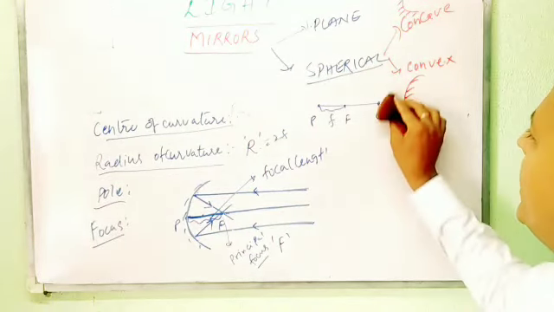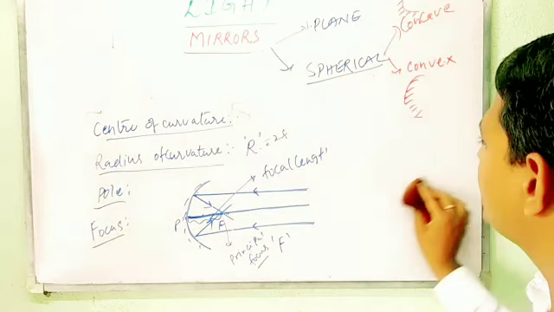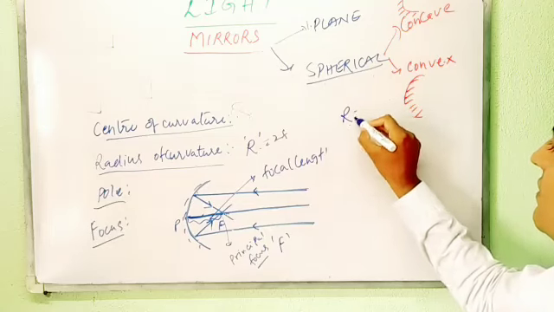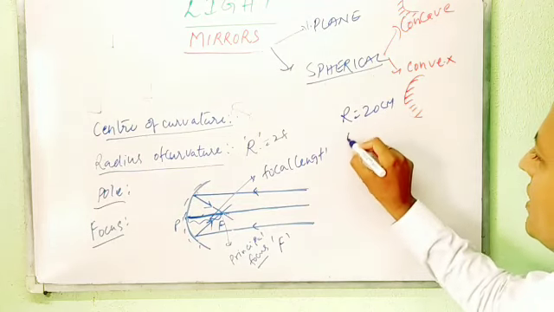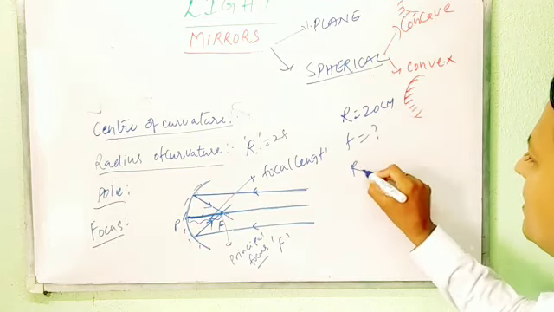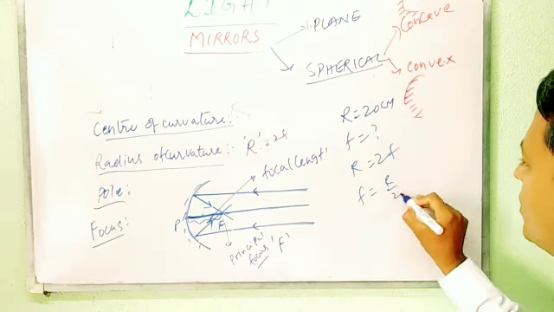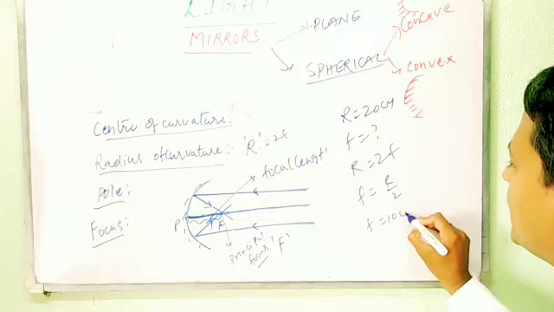Now if the radius of curvature is given as 20 centimeters, and they ask you what is the focal length, R is equal to twice the focal length, so f is equal to R by 2. So the focal length is equal to 10 centimeters.